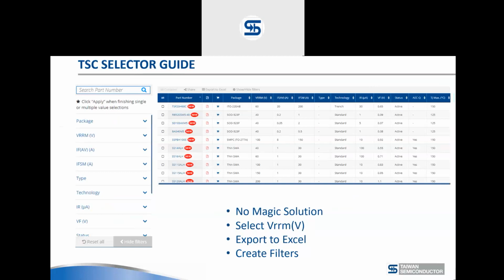And then on our website we can export this to an Excel spreadsheet. That Excel spreadsheet allows you to create filters, and then I play around with which packages are available, which currents are available, and that type of stuff. I wouldn't select currents necessarily, but I would first go to breakdown voltage and then maybe to packages, and then see which packages I have, and then check out what the VFs and the leakage currents are in those packages. So that's how I usually go ahead to find a part.